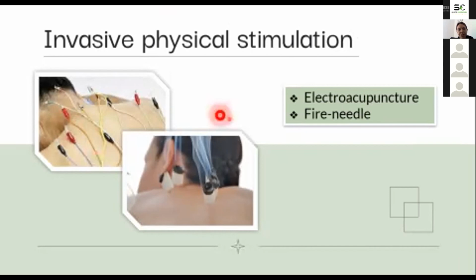A fire needle refers to burning needle insertions, and the pain and functional impairment was significantly decreased in acupuncture plus fire needle, albeit not to a statistically significant extent.